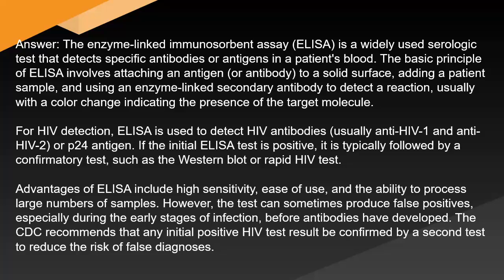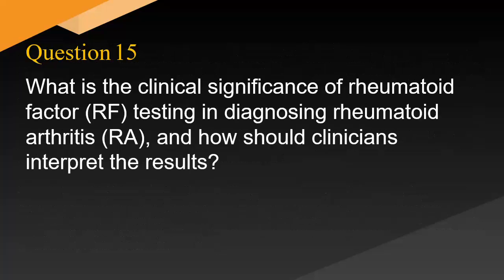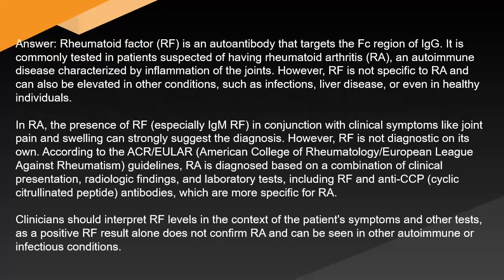of false diagnosis. What is the clinical significance of rheumatoid factor (RF) testing in diagnosing rheumatoid arthritis (RA), and how should clinicians interpret the results? Answer: rheumatoid factor (RF) is an autoantibody that targets the Fc region of IgG. It is commonly tested in patients suspected of having rheumatoid arthritis, RA, an autoimmune disease characterized by inflammation of the joints. However, RF is not specific to RA and can also be elevated in other conditions, such as infections, liver disease, or even in healthy individuals.